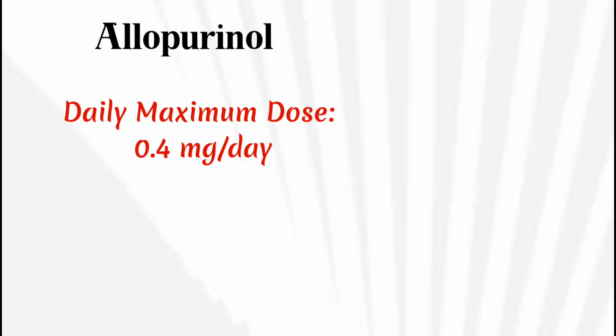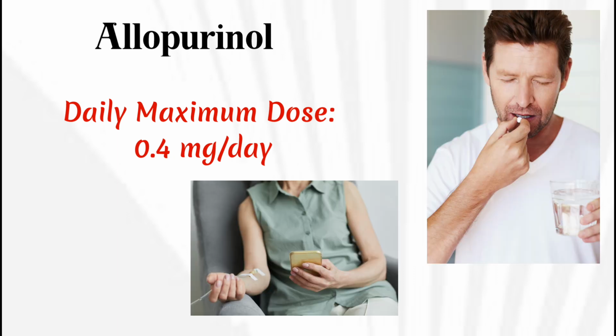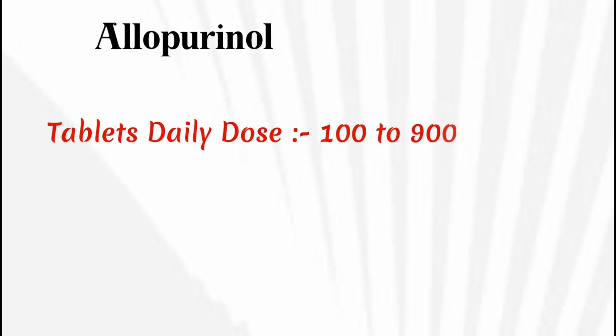The daily maximum dose of allopurinol is 0.4 gram by mouth or injection. As for routes of use, it is mainly used by mouth in tablet form or in an IV formulation intravenously. The typical dose for tablets is a maximum daily dose of 100 to 900 milligram per day.